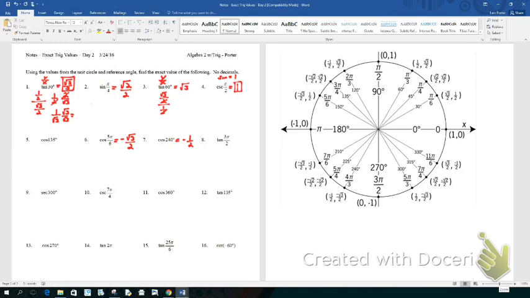Let's deal with secant of 300. That is problem number 9. So again, I am skipping around some. Secant of 300. We find 300 degrees. That is, in radians, 5 pi over 3. Secant is the inverse of cosine. So what I'm going to do is find cosine of 300 degrees, and the cosine of 300 degrees is 1/2. So secant of 300 degrees is simply 2.